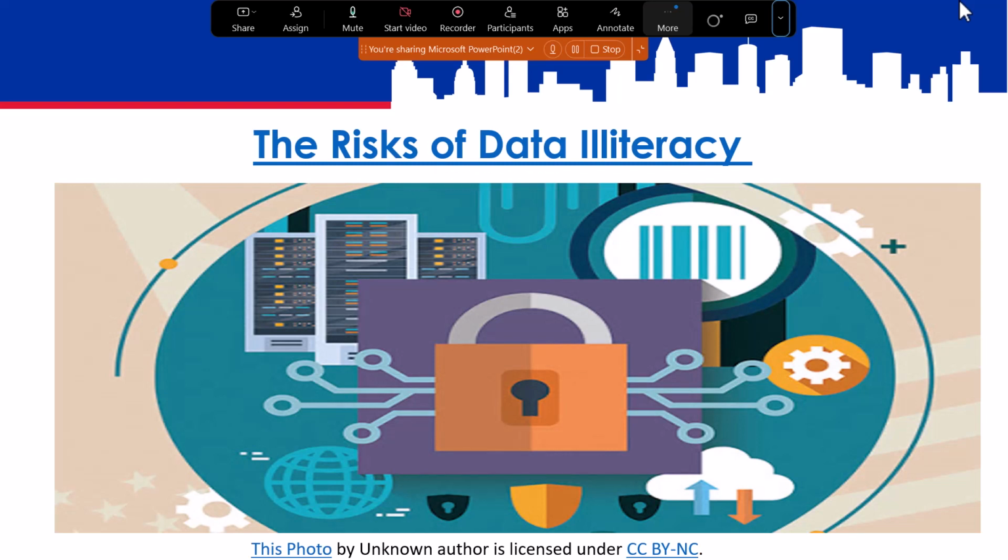And so there are risks of being data illiterate. If you don't know how to read data, manipulate data, communicate data, interpret data, there are some risks that you may be subject to. Any ideas?